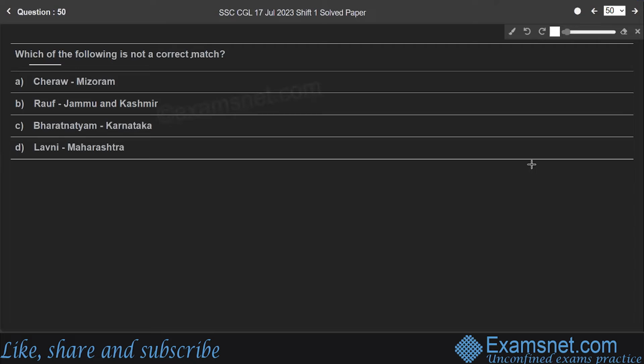Question 50. Which of the following is not a correct match? Here option C, Bharatanatyam Karnataka, is not a correct match because Bharatanatyam is a classical dance which originated in the modern-day region of Tamil Nadu, not in Karnataka. Therefore, it is not a correct match. Option C is the answer.